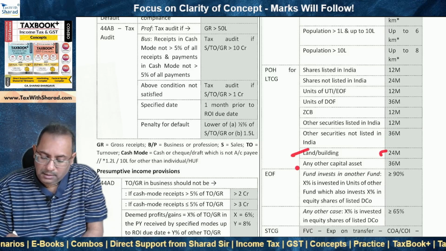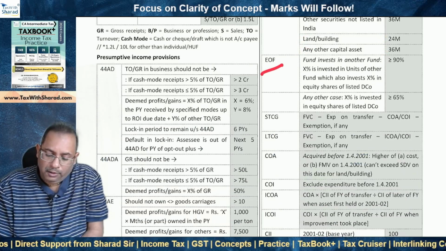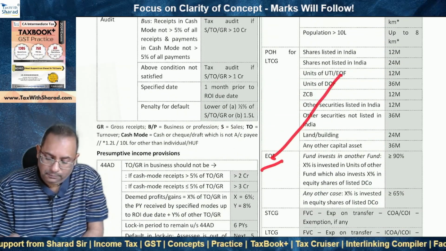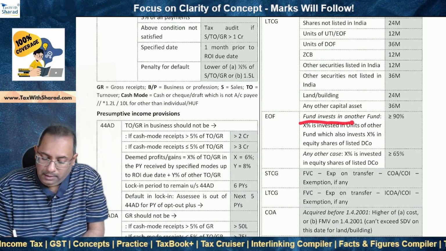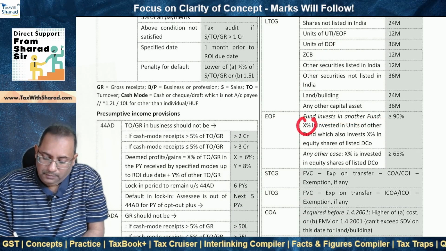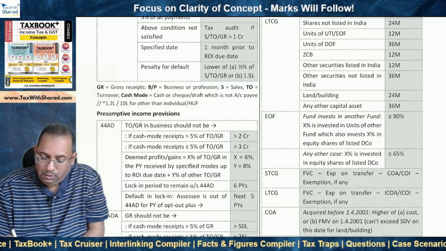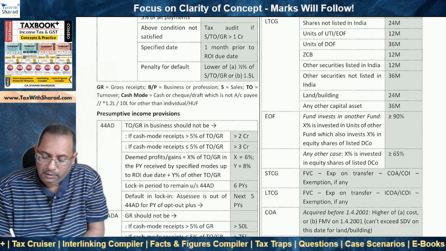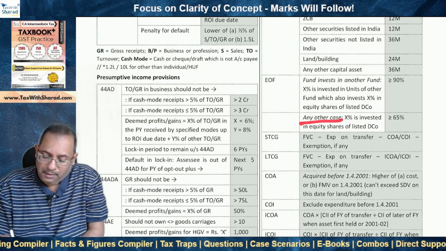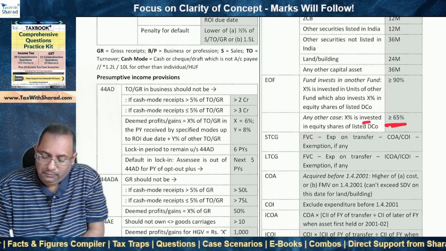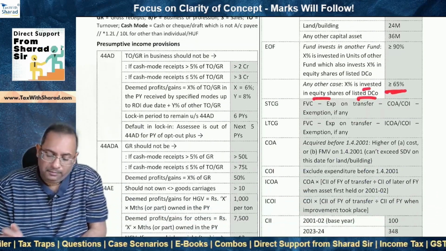Land and building, 24 months. Any other capital asset, for example jewelry, 36 months. What is an equity oriented fund? It depends. If the fund invests in another fund, then 90% or more is invested in units of another fund which also invests 90% or more in equity shares of listed domestic companies. If that is not the case, then if 65% or more is invested in equity shares of listed domestic companies, the fund is an equity oriented fund.